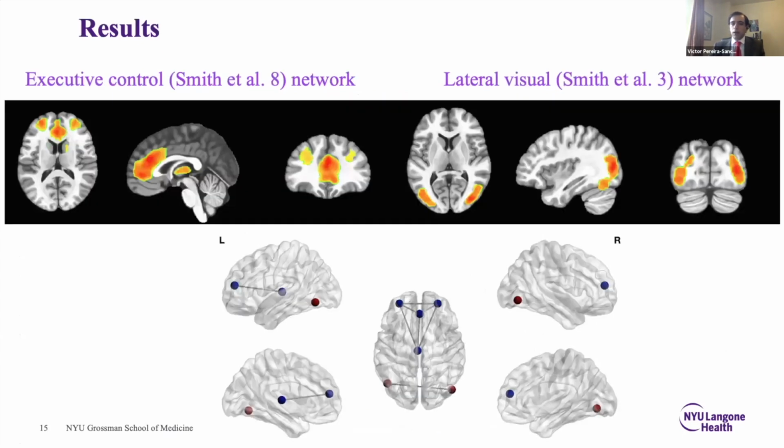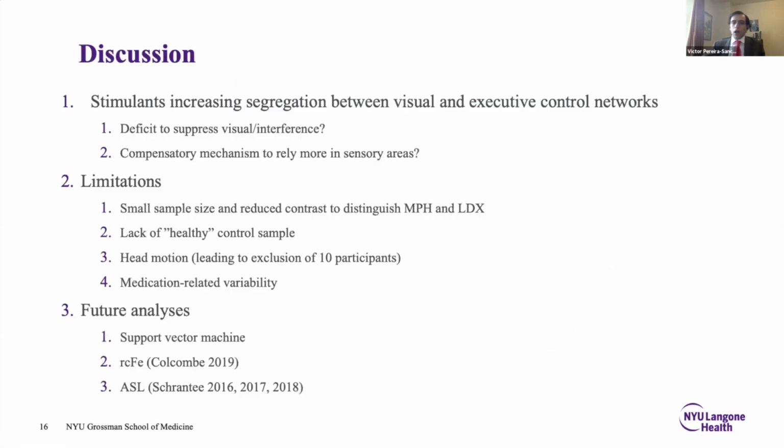As depicted here, the lateral visual networks correspond with lateral occipital areas, whereas the executive control networks cover several frontal and medial frontal areas, including the anterior cingulate and paracingulate. Our preliminary results suggest a strengthened anticorrelation of lateral visual and executive control networks in children with ADHD responding to stimulants after a long-term treatment versus treatment-naive patients.